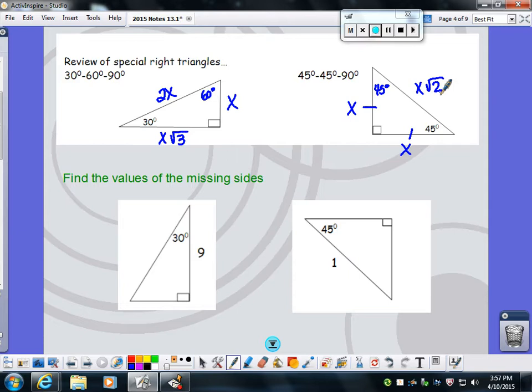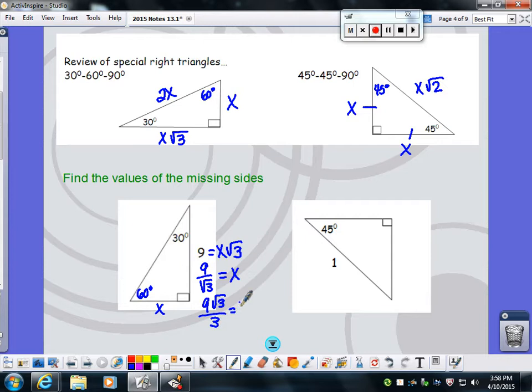So look at the examples that we have. We have a 30, 60, 90 triangle. This is my short leg. So 9 is my long leg. Look back at our formula here. Our long leg is equal to x square root of 3. I want to find x. The short leg is the one to know. So I'm going to solve for x here: 9 divided by the square root of 3 is equal to x. We don't leave a radical in the denominator, so we're going to rationalize this.